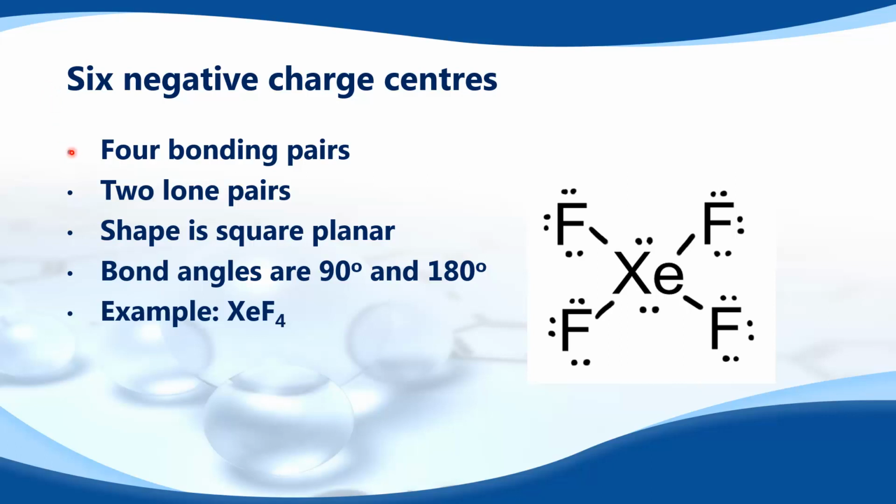We have 4 bonding pairs of electrons, 2 lone pairs of electrons. The shape is square planar. The bond angles are 90 degrees and 180 degrees, and the example is XeF4.